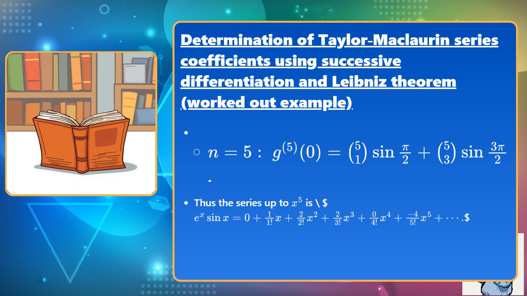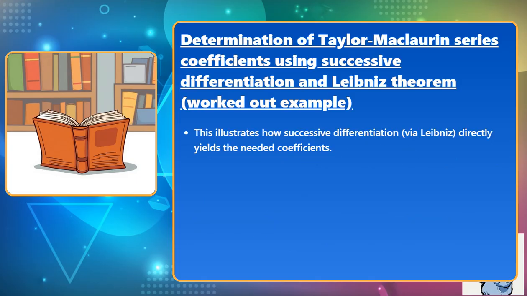Thus the series up to x to the fifth is e to the x sin x equals 0 plus 1 over 1 factorial times x plus 2 over 2 factorial times x squared plus 2 over 3 factorial times x cubed plus 0 over 4 factorial times x to the fourth plus negative 4 over 5 factorial times x to the fifth plus dots. Simplifying gives e to the x sin x approximately x plus x squared plus 1/3 x cubed minus 1/30th x to the fifth. This illustrates how successive differentiation via Leibniz directly yields the needed coefficients.